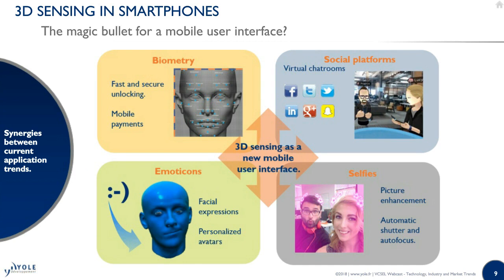So let's continue our presentation to rapidly understand the use of 3D sensing in a smartphone's front camera. Biometry is currently the major driving application, whether it is to unlock the phone, but also for mobile payments that are getting more and more popular all around the world. But in the future, 3D sensing will act more and more as a new mobile user interface for applications on social platforms such as virtual chat rooms and so on. So we are really at the start of 3D sensing applications in smartphone products.